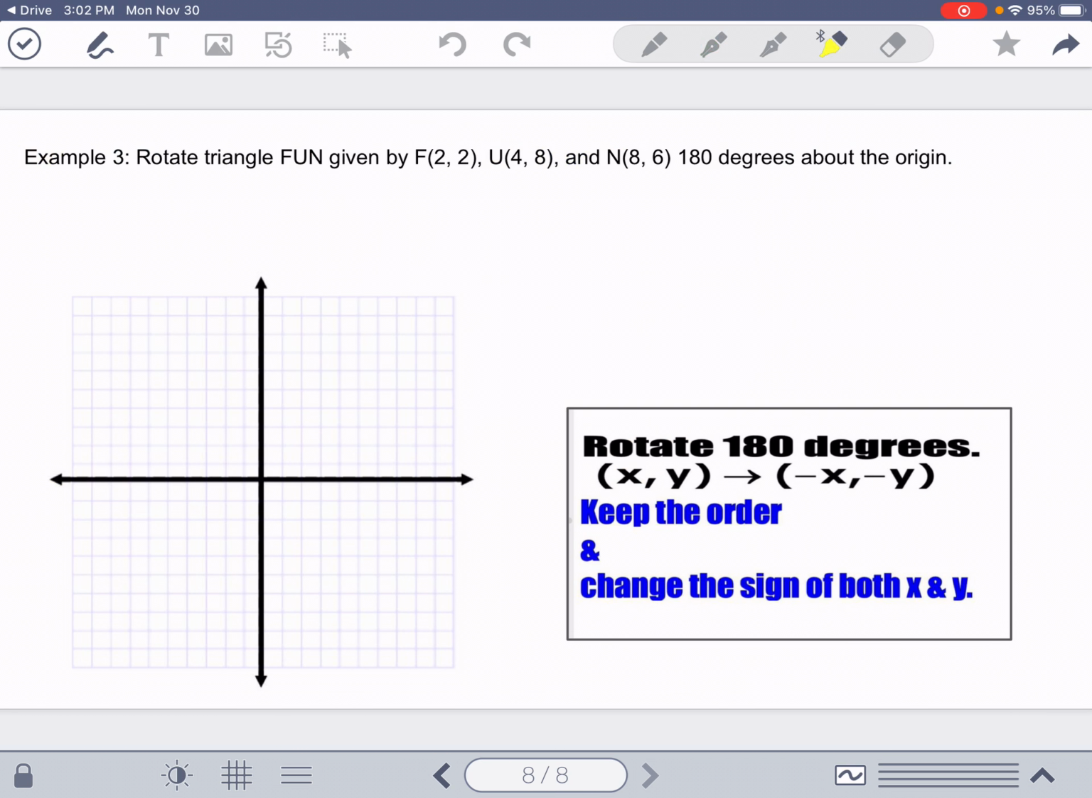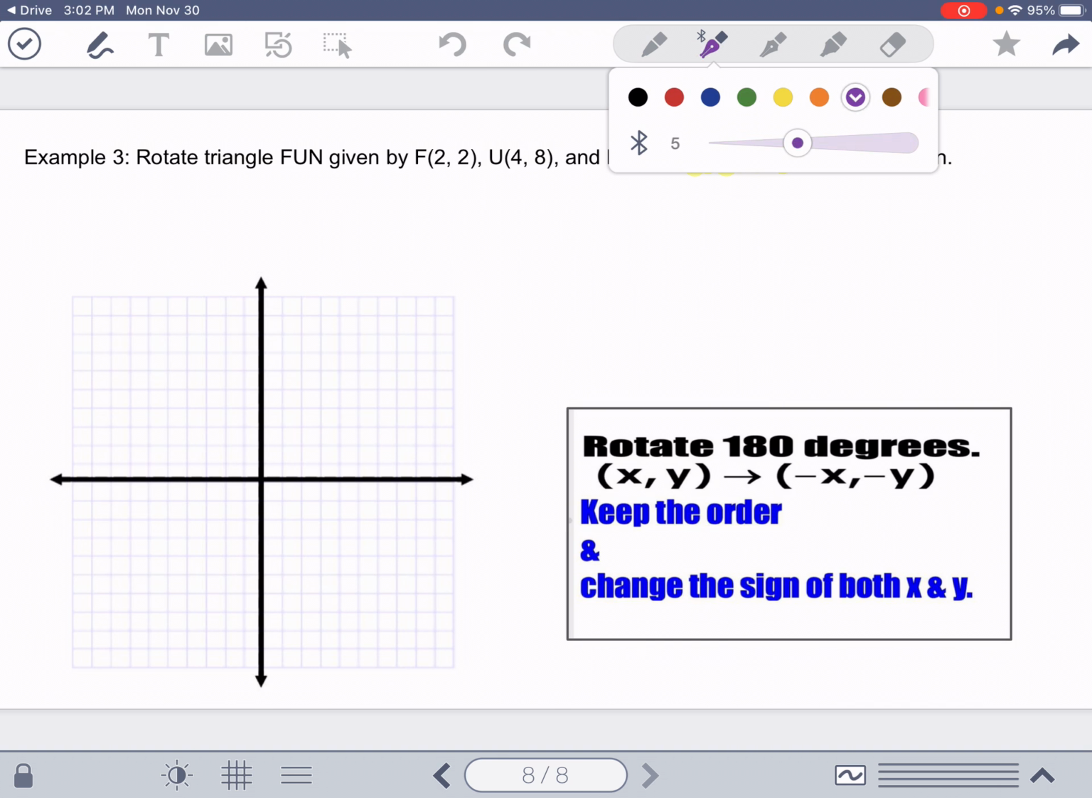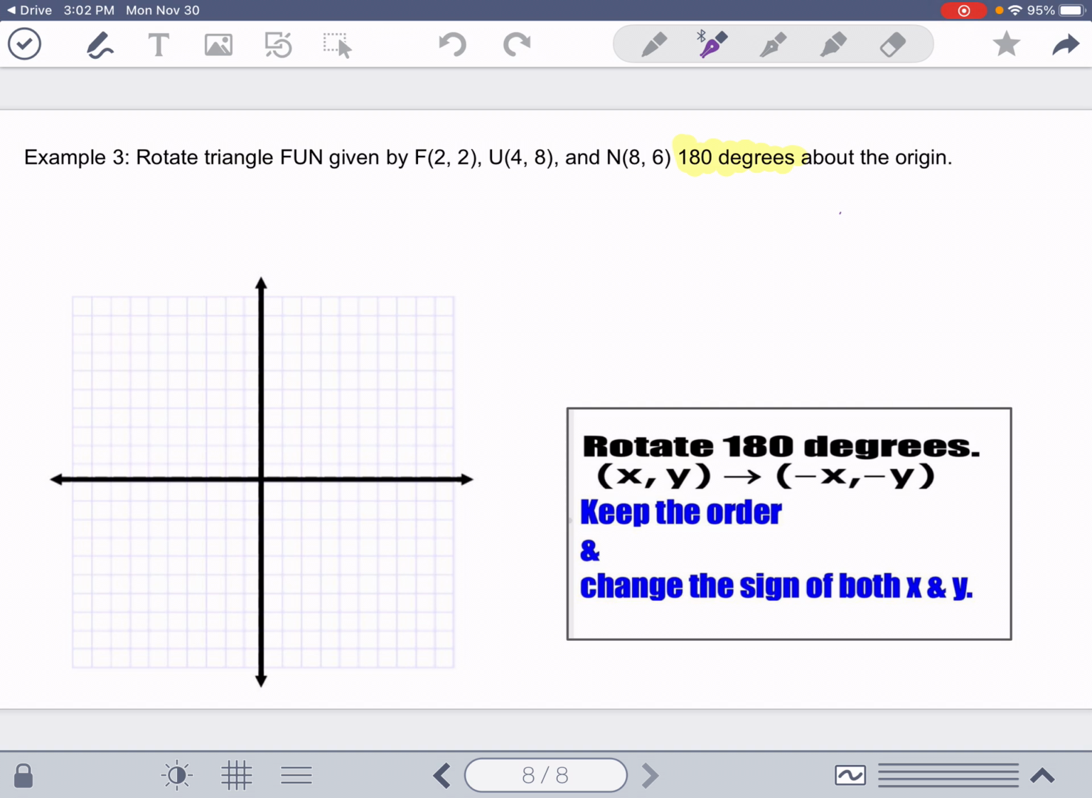Last one, 180 degrees. So (2, 2), (4, 8), (8, 6). That's my pre-image. So now what do I do? I keep the order, but I just change both of the signs.